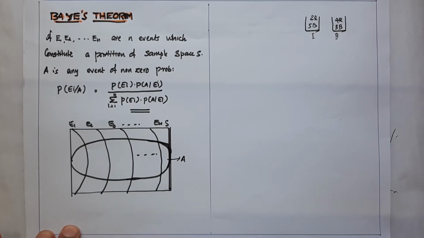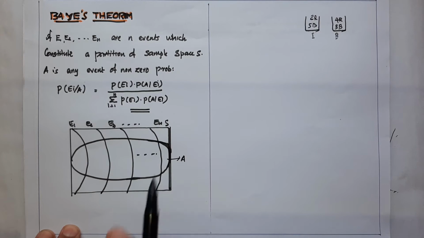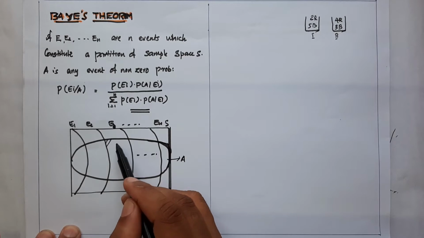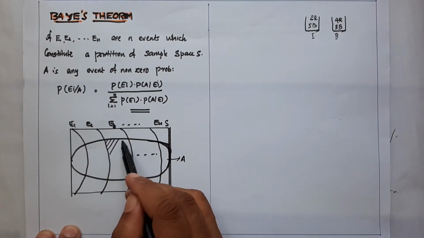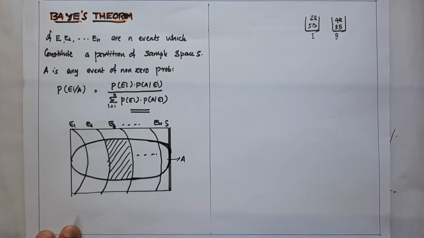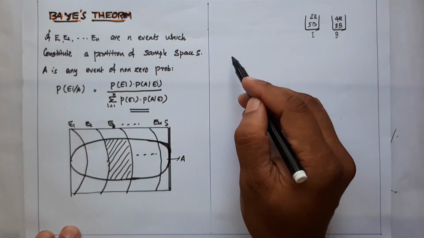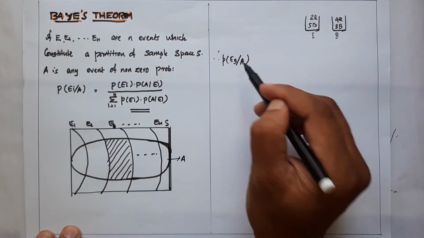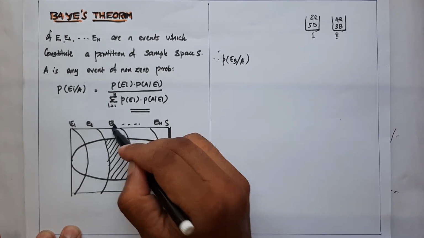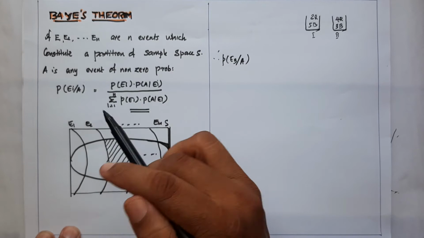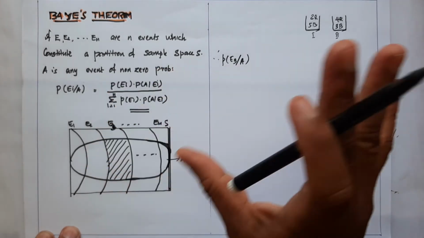We need the probability of a particular event given A. Suppose E3: E3 is a portion, and A occurs within it. Here we have to find the probability of this shaded portion. Using this definition, we say that P of E3 given A.